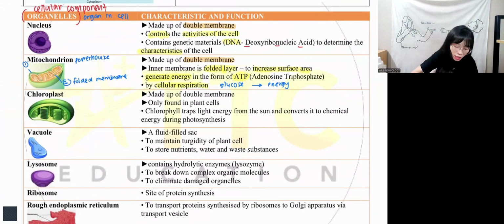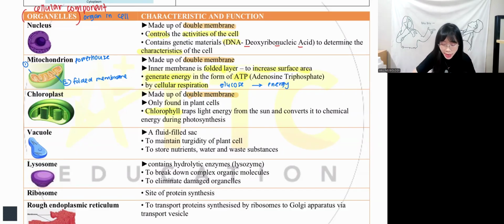Next, we have chloroplasts. Chloroplasts are also double membrane. It looks like, I would say, a twin tower kind of thing. They're like a tower. It can only be found in plant cells. Chloroplast has to be green in color. Why? Because chloroplasts have chlorophyll. Chlorophyll is green in color. They are able to trap sunlight.